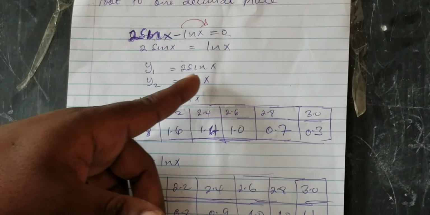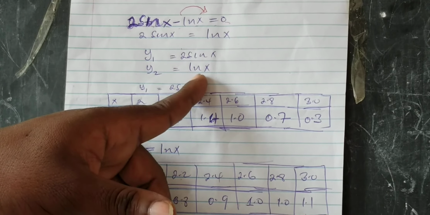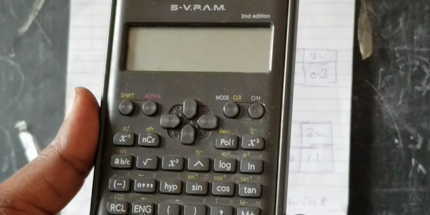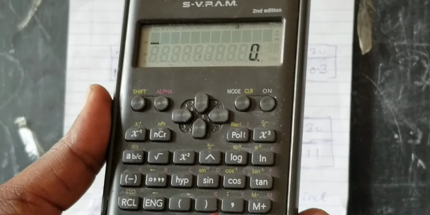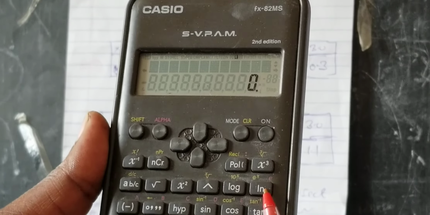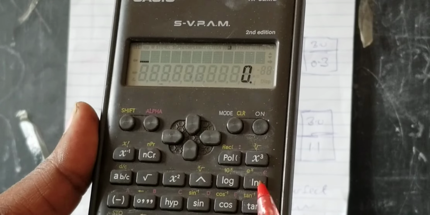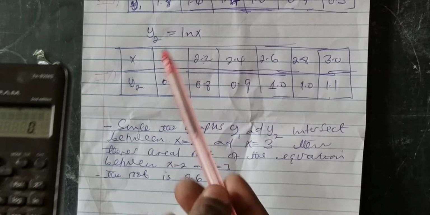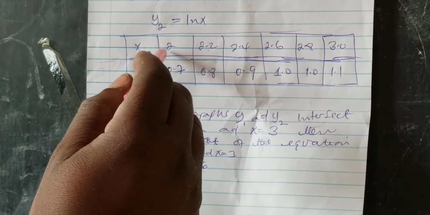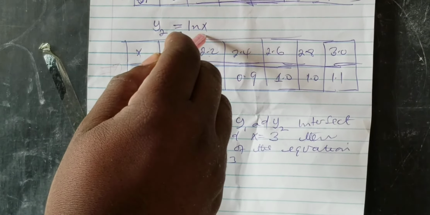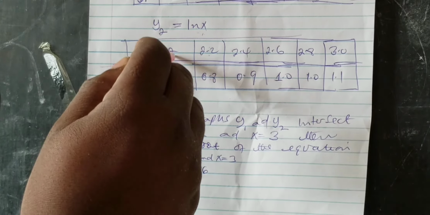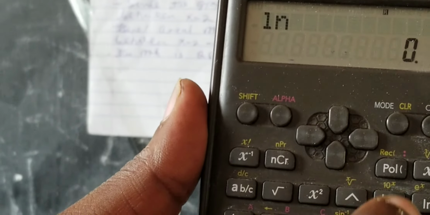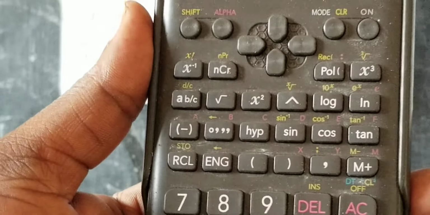But this one here is a natural logarithm on the calculator. I can show you how to get this value of the natural logarithm on the calculator. On the calculator here, this button is the button for the natural logarithm, ln. So when you are substituting x is 2, then ln, natural logarithm of 2, to get the y2. Then you press ln, then you place 2 and you get the answer.